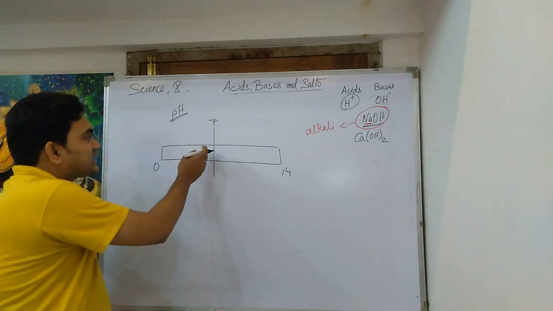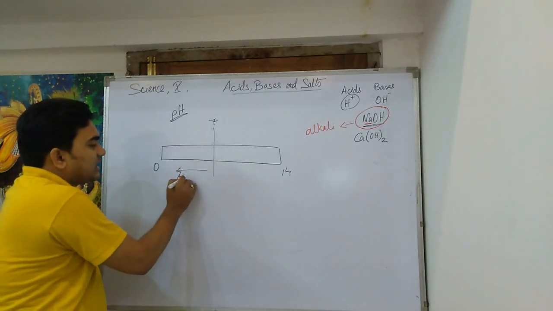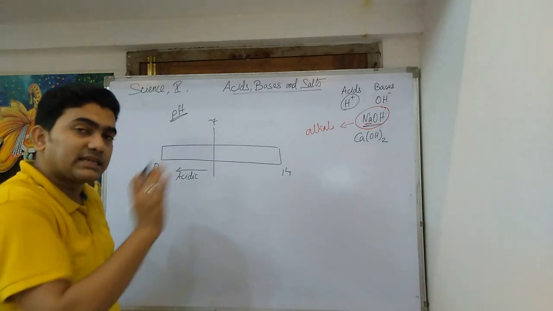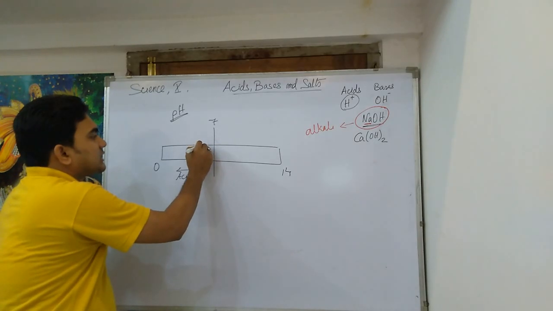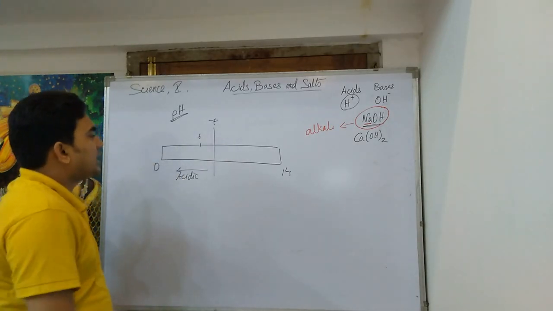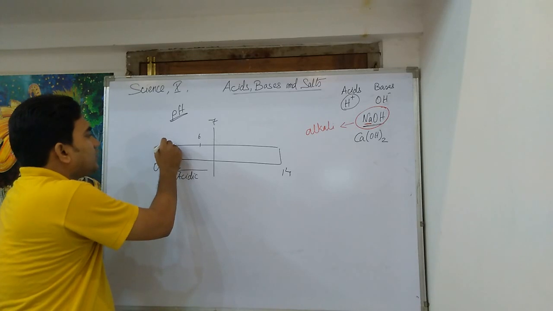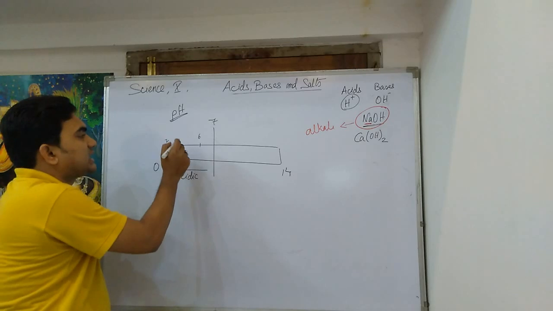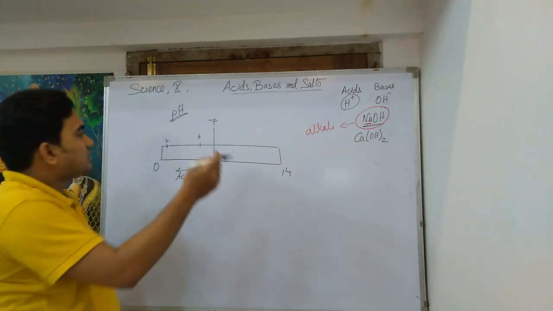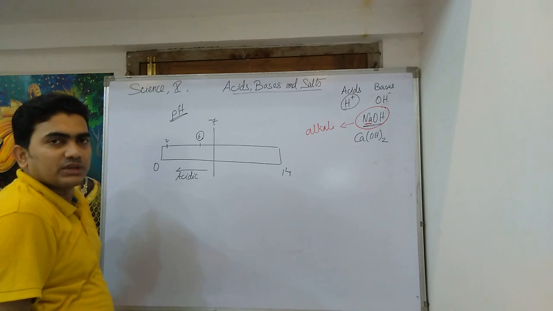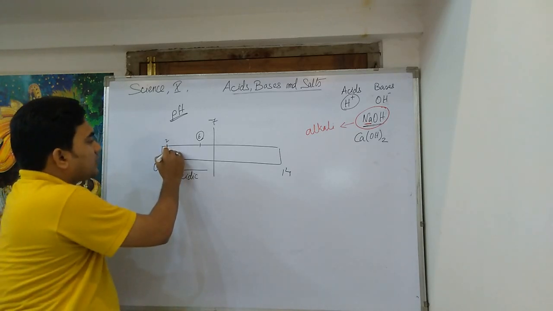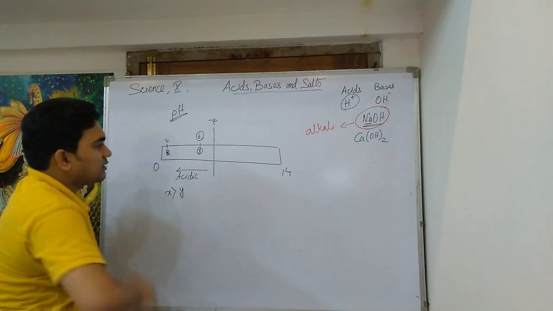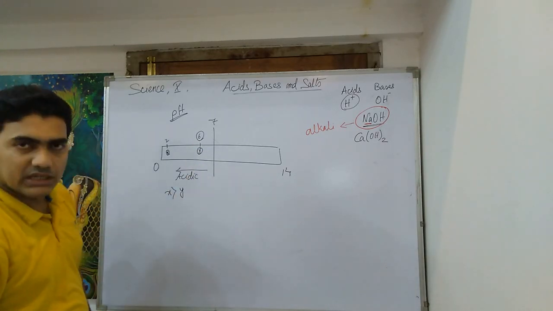Any value less than 7 indicates acidic character. The lesser the value, the greater the acidic character. That means, suppose there is an acid which has a pH value of 6 and another which has a pH value of 2. Then the acid which has pH value 2 is more acidic. Suppose there is one acid X and the other acid is Y, then the acid with pH 2 is stronger than the one with pH 6.